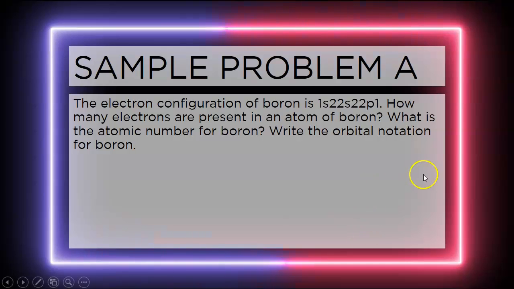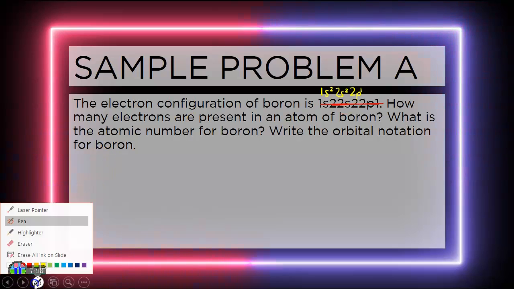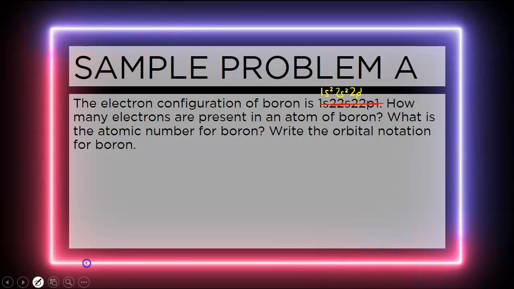So my sample problem, again, let me fix this so that it is accurate here. This should say 1s2, 2s2, 2p1. So the electron configuration of boron is 1s2, 2s2, 2p1. How many electrons are present? Well, it's actually an easy trick to figuring that out. All I have to do is count the superscripts. 2 plus 2 plus 1 tells me that there are 5 electrons. Looking at the periodic table seems to verify that, as boron's atomic number is 5.